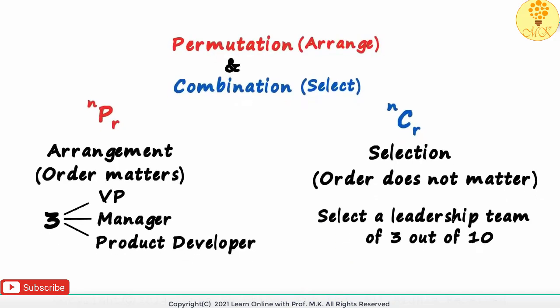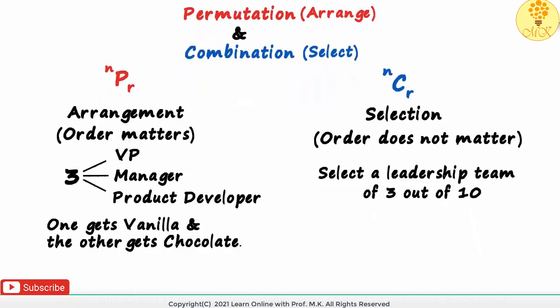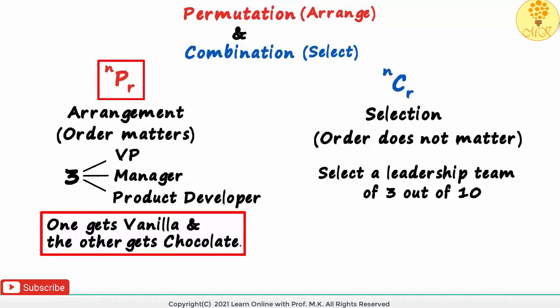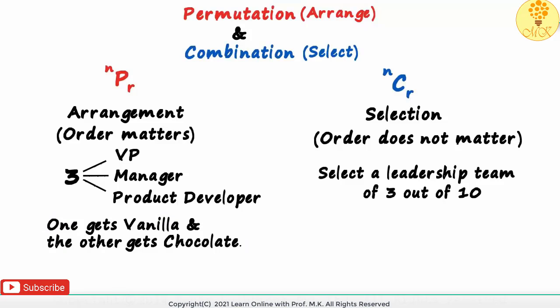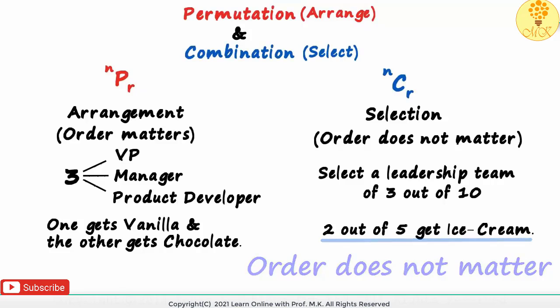Take another example. Say 2 out of 5 people get ice cream. One gets vanilla and the other gets chocolate. This is a case of permutation, as each of the 2 people selected may get either vanilla or chocolate flavored ice cream. And if we are just told that 2 out of 5 get ice cream, it will be a case of combination. We aren't told anything else. Just that 2 out of 5 get ice cream. So the order clearly does not matter.